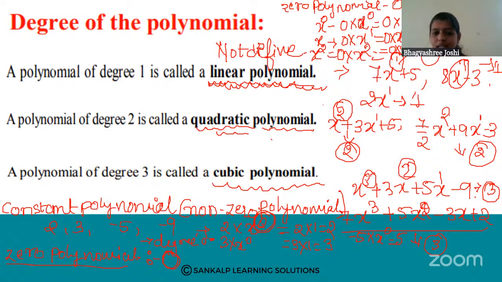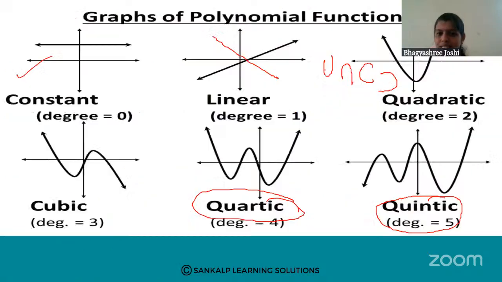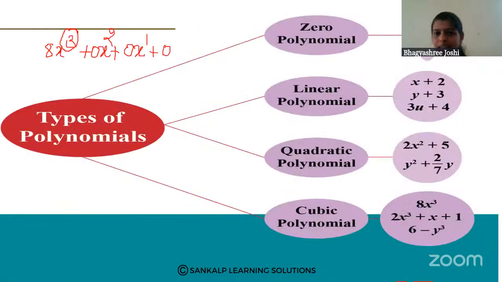If it is a constant polynomial, that means a non-zero polynomial, then tell me the degree of that polynomial. It is 0, right? Next, the zero polynomial. Degree of the zero polynomial is not defined. Okay, yesterday we discussed all these things, right?